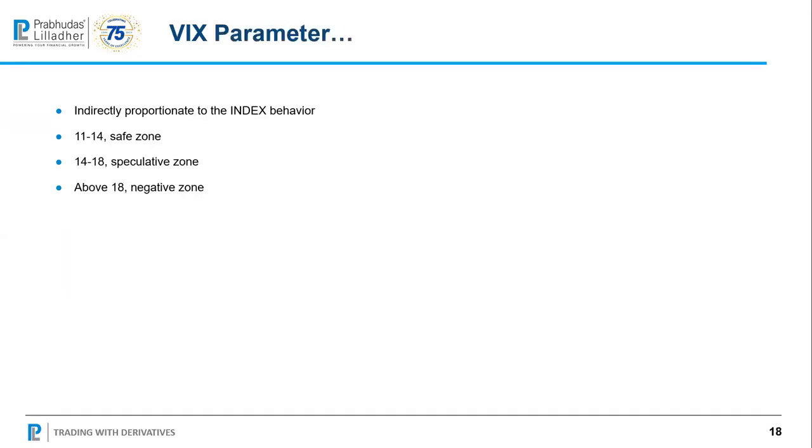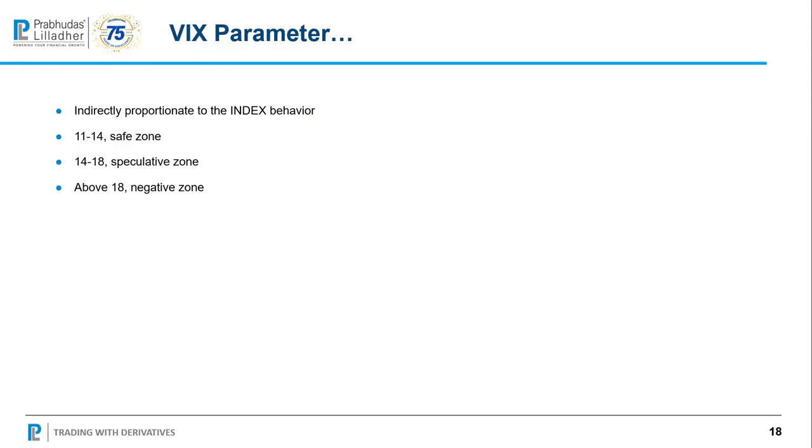So these are the parameters when you are doing VIX. Like I said, it is inversely proportional to the index behavior. 11 to 14, when VIX is there, it is a very safe zone. That means there's nothing uncertain about the market. People are settled with the behavior. 14 to 18, it is speculative. When it trades between 14 to 18, you don't know whether it's going to go up or go down. So it is a very speculative zone. Then above 18, it is a negative zone.